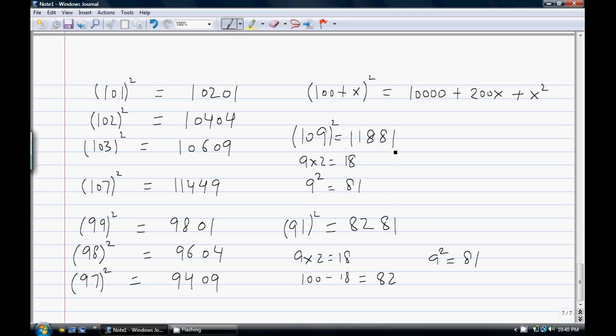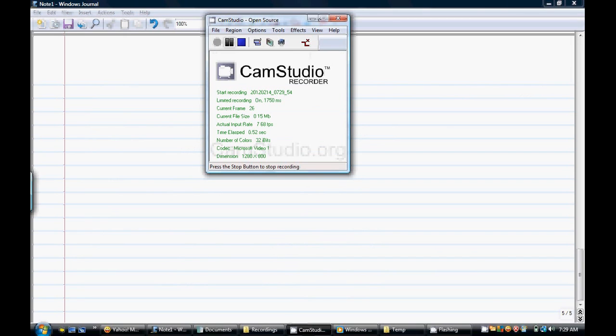So you see that the last two digits are always the same, but in this case we are adding 18 to the 100, and here we are subtracting 18 from the 100. So that concludes this tutorial.